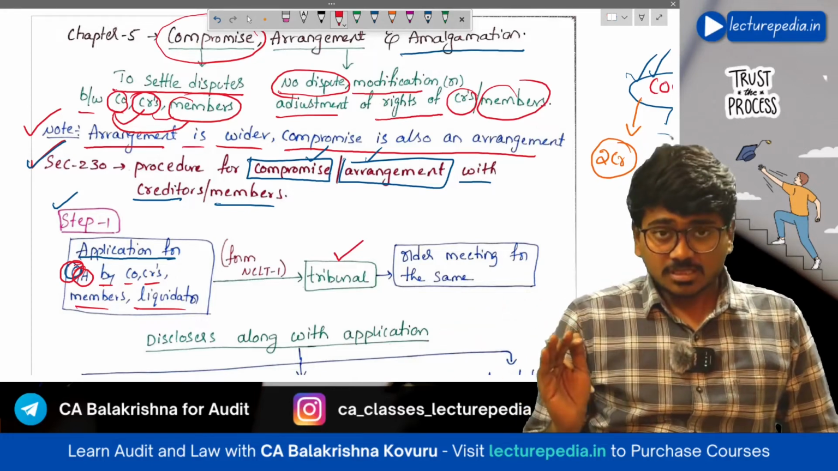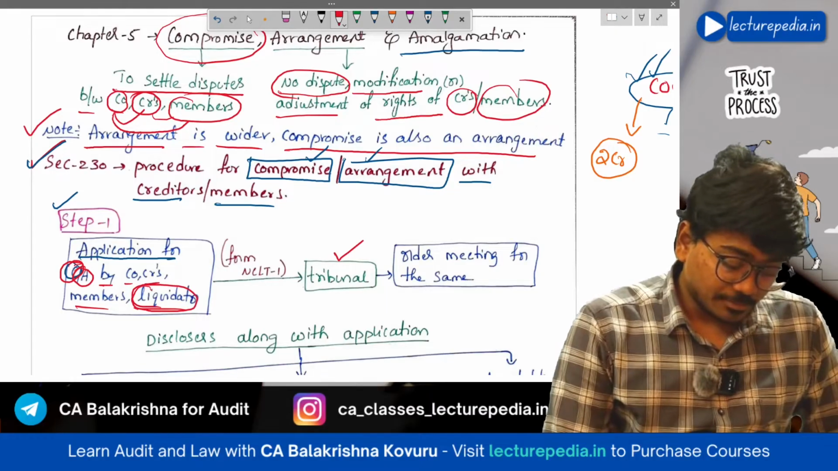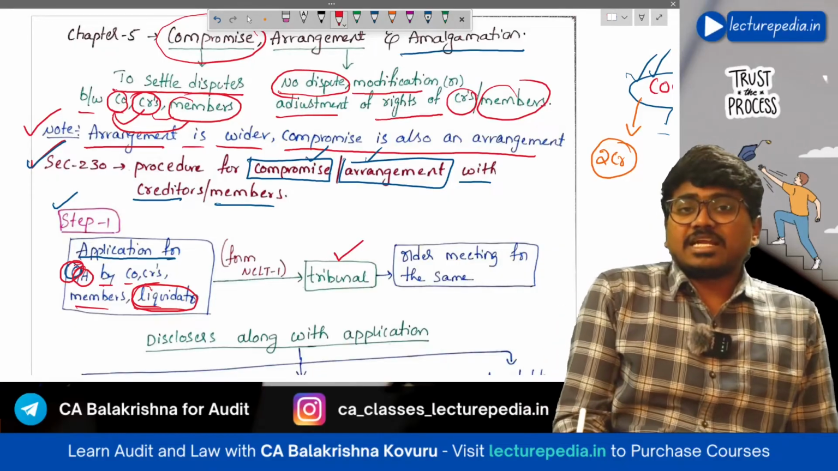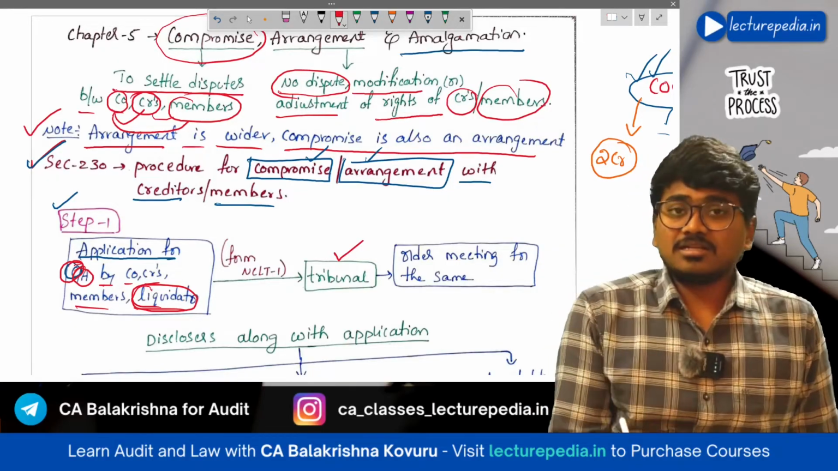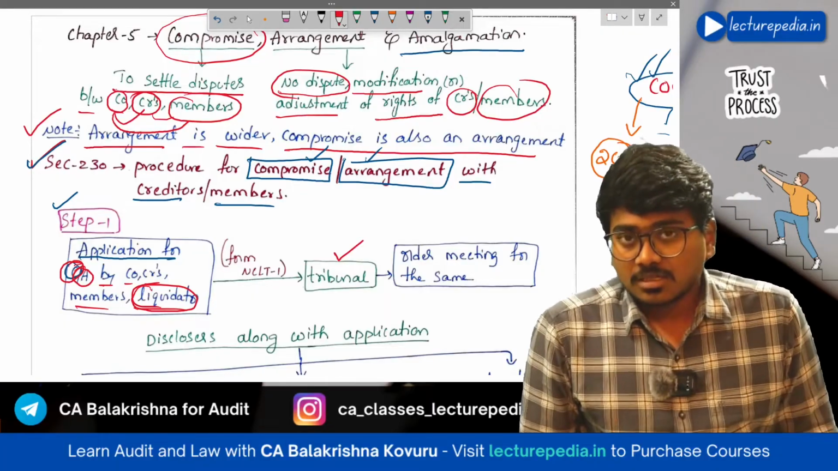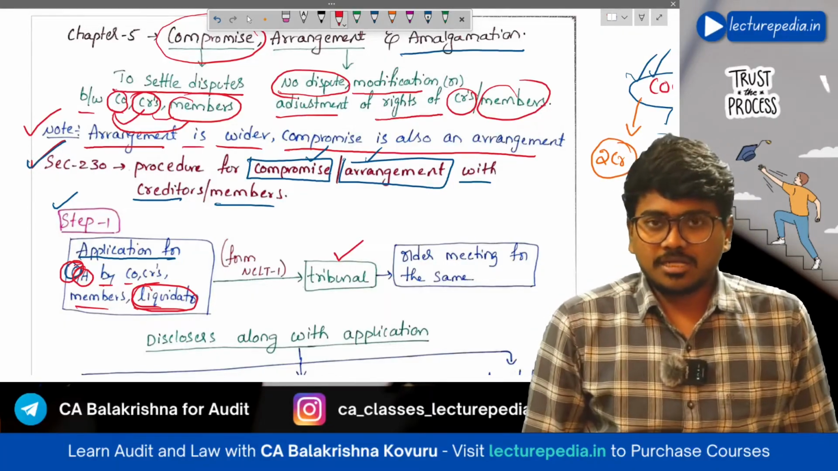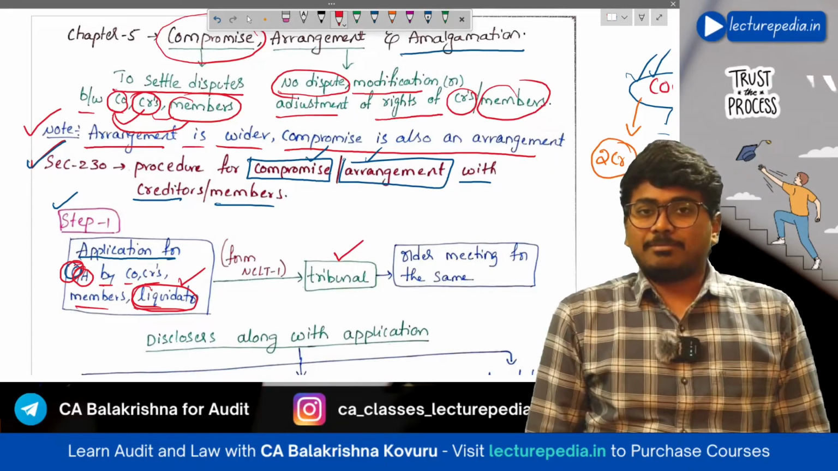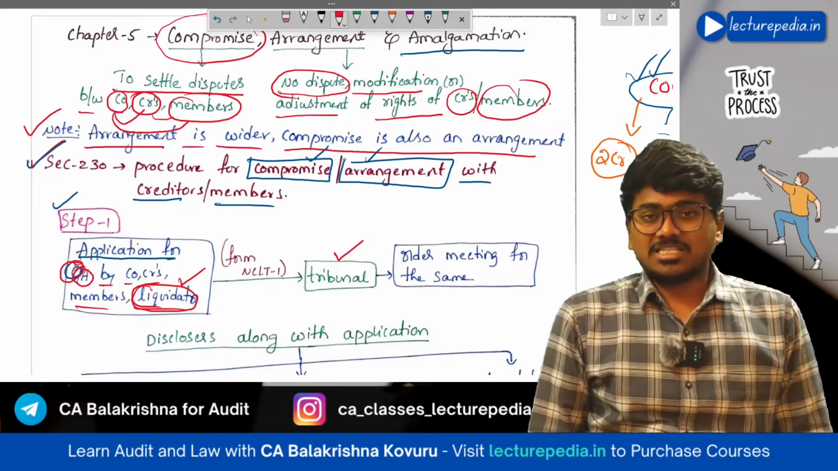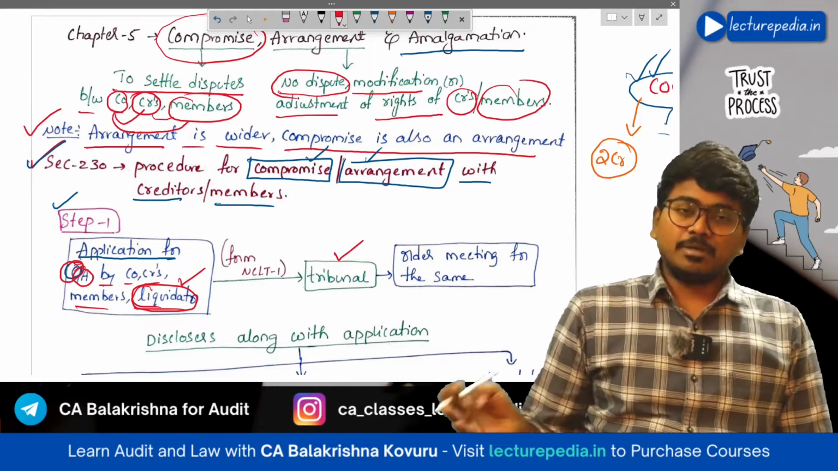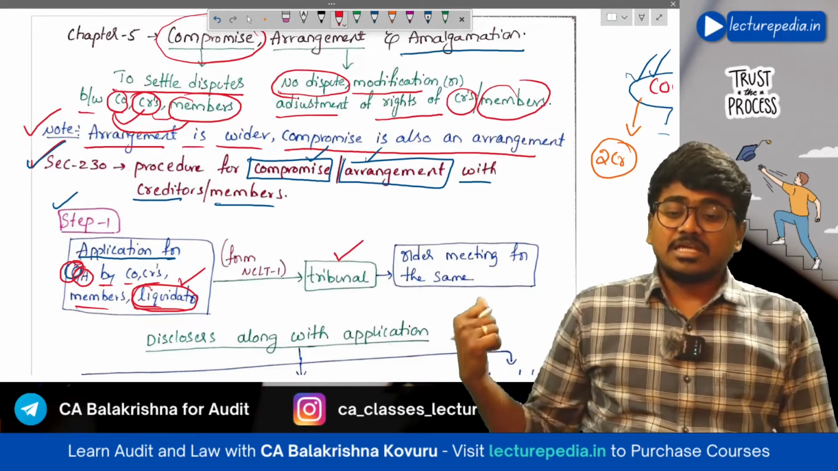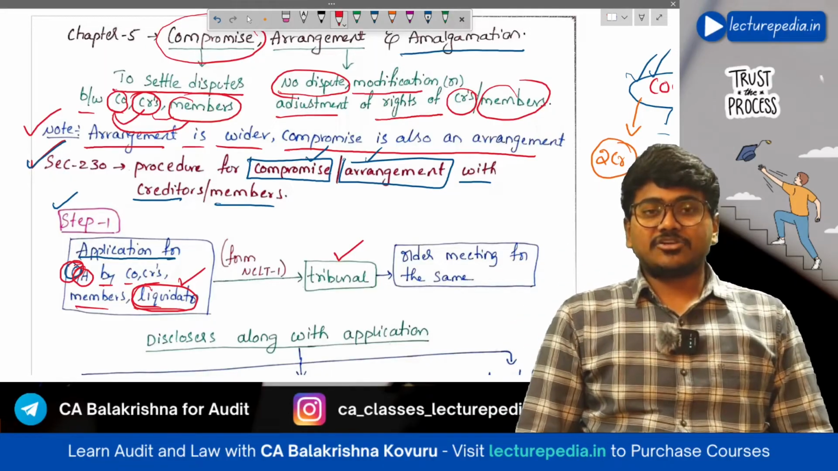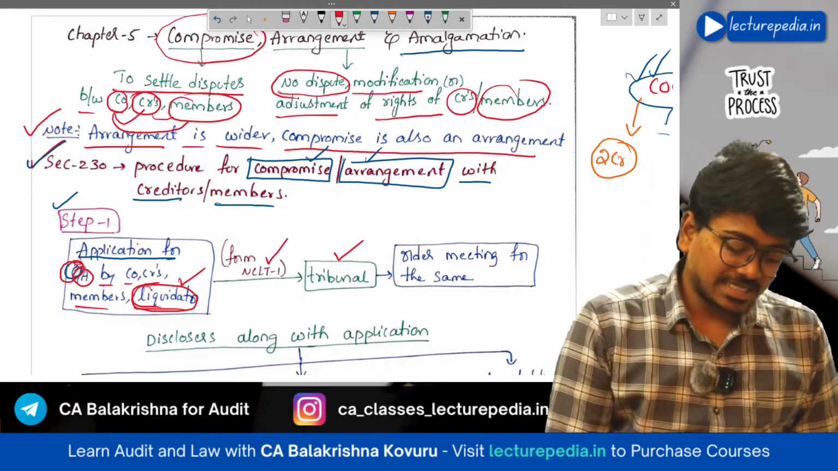Now here why has liquidator come? Because sometimes company might be in liquidation and there might be dispute with the creditors. In that situation, liquidator will make an application to the NCLT, that is to the tribunal, regarding this compromise or arrangement. So liquidator can also make an application to the tribunal for compromise or arrangement between company and creditors or company and members. Hope that is clear. That is the reason why liquidator has also been kept here. So what is the format in which the application has to be made? The format is NCLT 1.